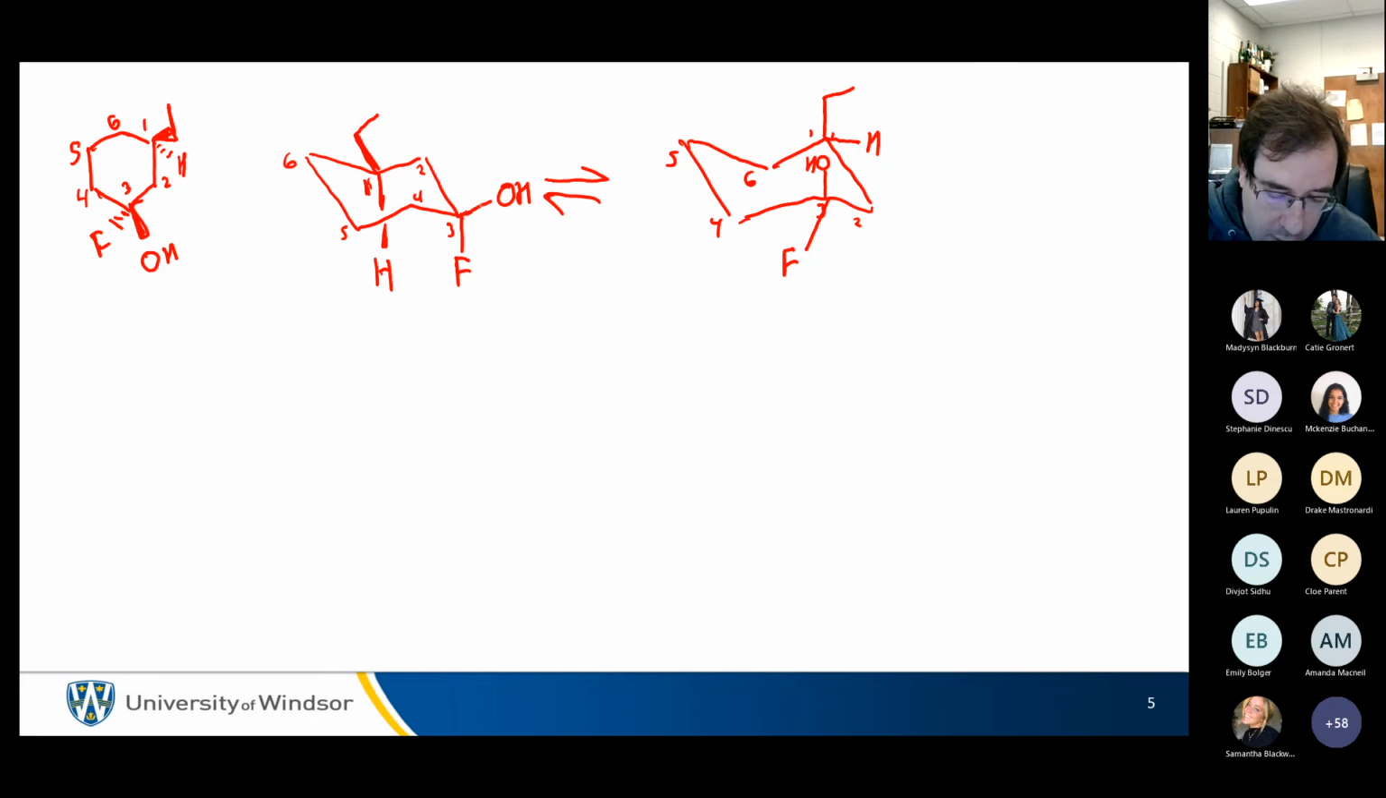And so hopefully what you're thinking is, I got 2 equatorial substituents in the first one and 1 axial, and I've got 2 axial substituents in the second one and 1 equatorial. So on pure numbers, I like the first one.